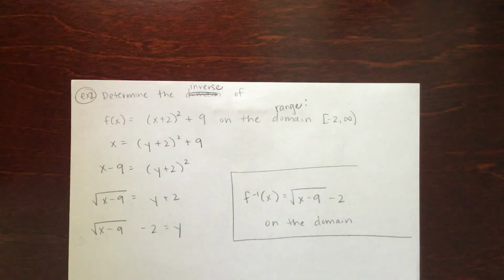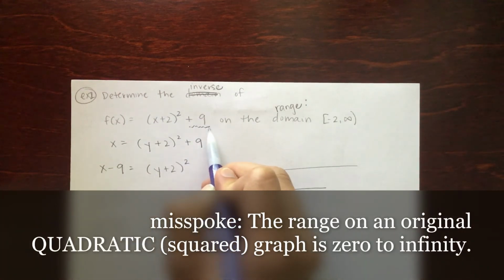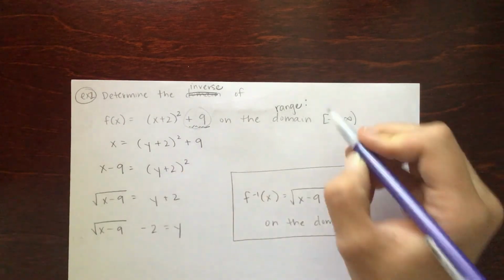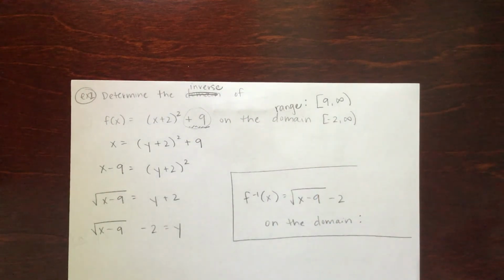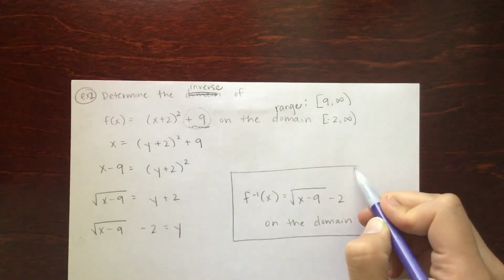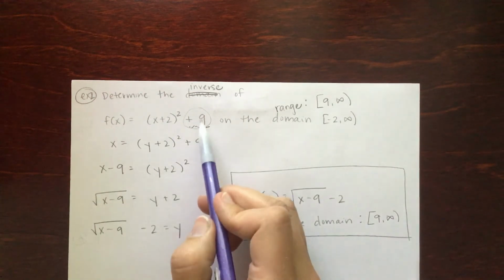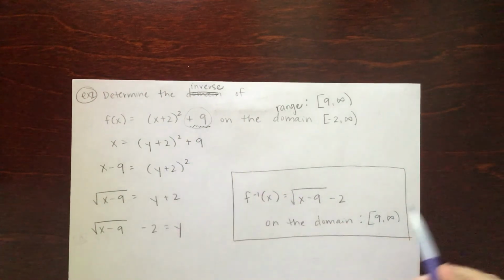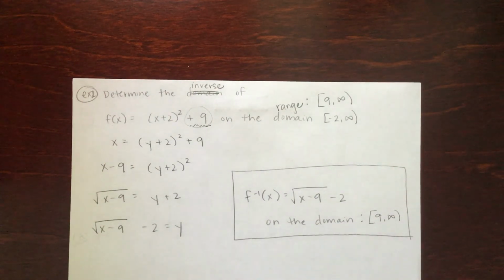The range of the original equation is the same as the domain of the inverse. The range on an original square root graph is 0 to infinity, but I have this plus 9 added, which moves my graph up 9. That means my range is now 9 to infinity. So my domain on the inverse graph is also going to be 9 to infinity. Whatever is added to the end of your squared or your square root, that number will affect the range of the original, which means it will affect the domain of the inverse.